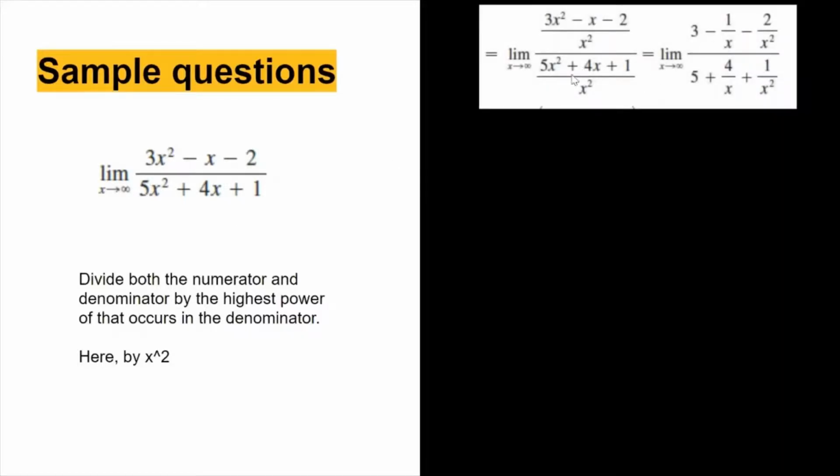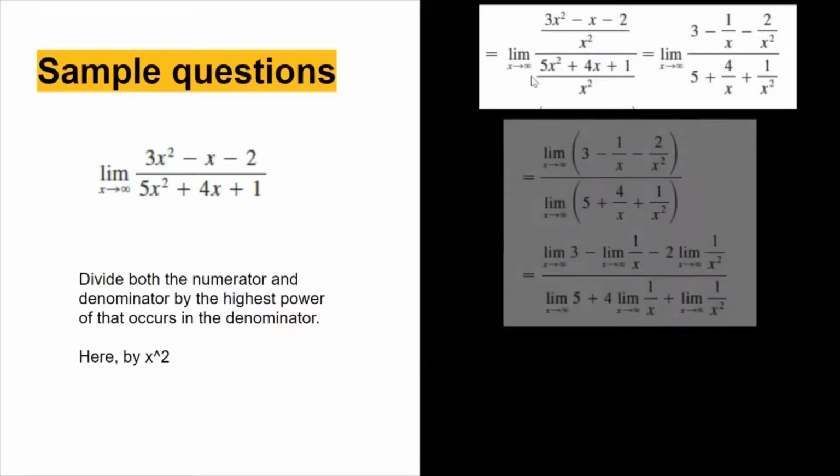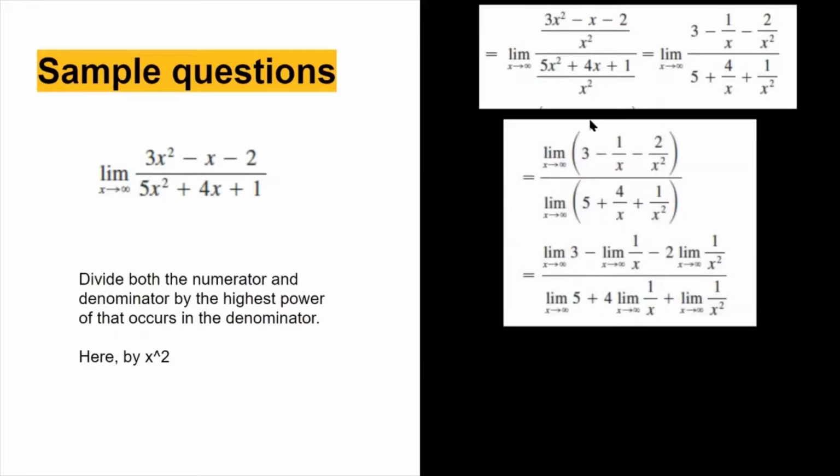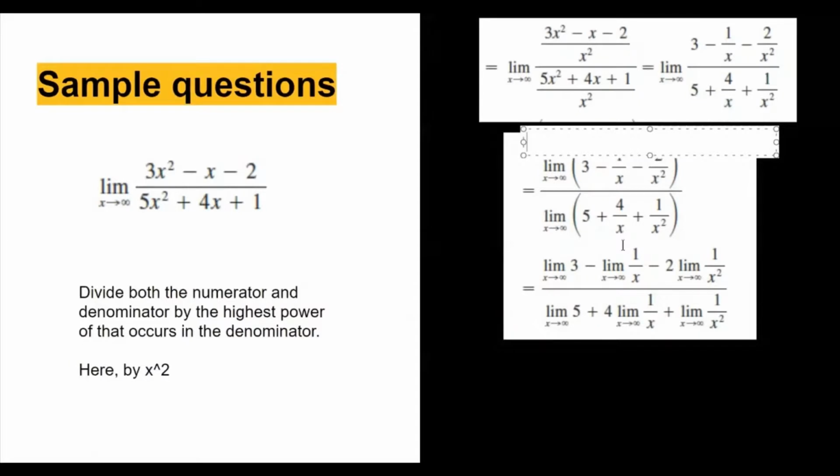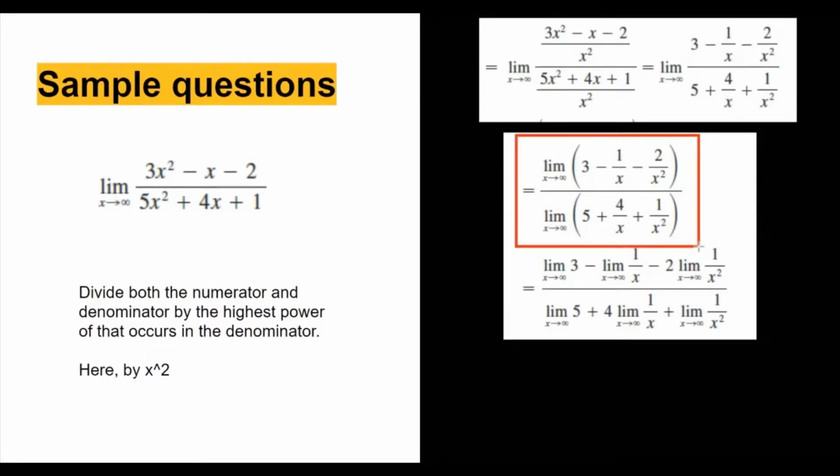This would turn out the following way, which eventually becomes of this form. Now, if we apply the previous logic of using limit x tends to infinity, 1 by x raised to n is equal to 0, the following terms will become 0.